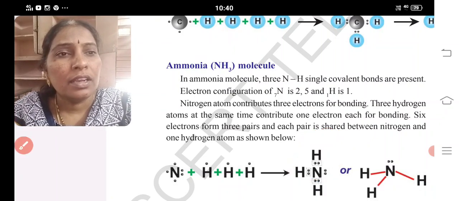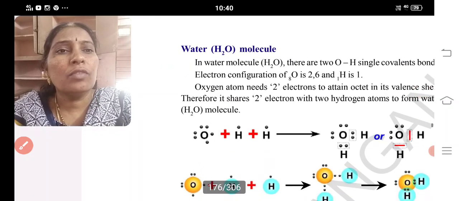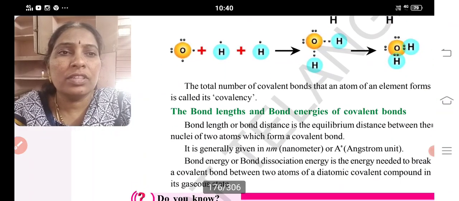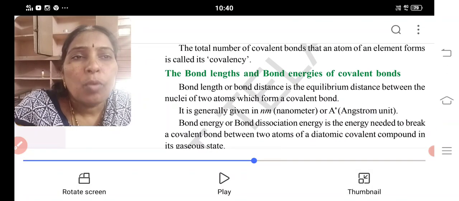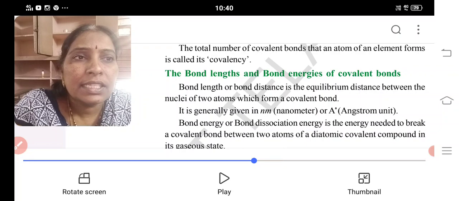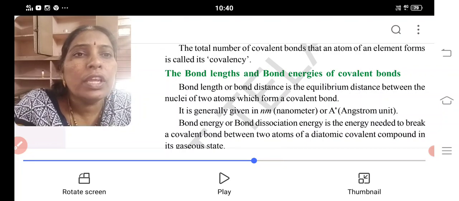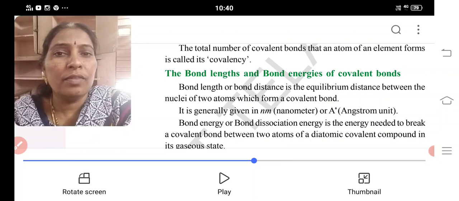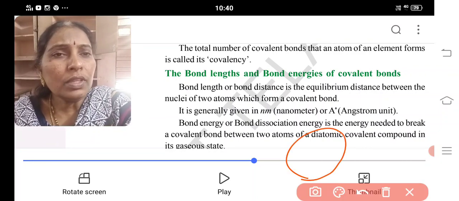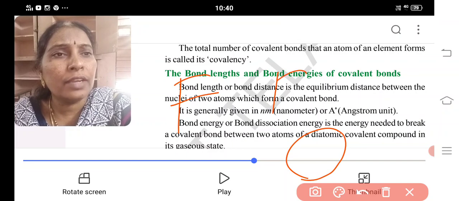Okay, children? Now let us go for the water molecule. In water also, hydrogen is involved. And what are the bond lengths? The bond length or bond distance is the equilibrium distance between the nuclei of 2 atoms which form a covalent bond. For example, a bond is formed between a fluorine and a fluorine.